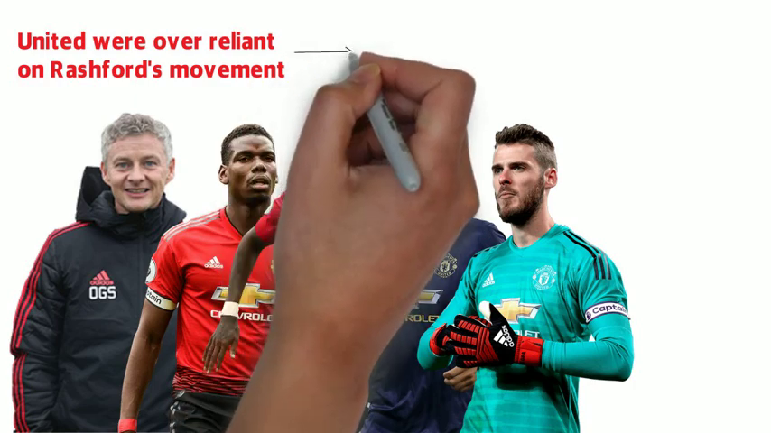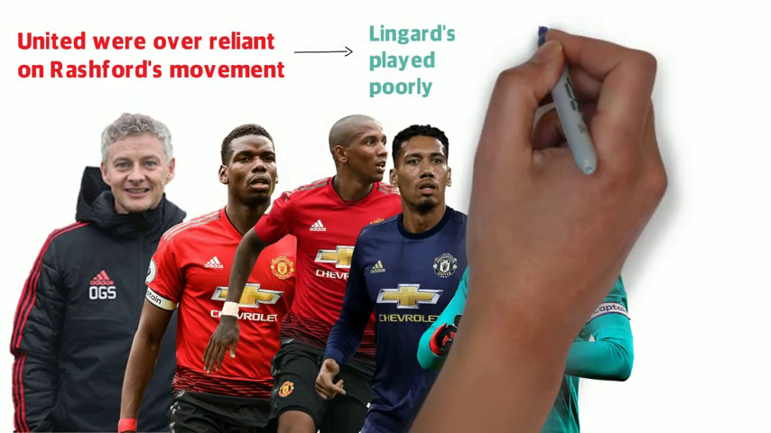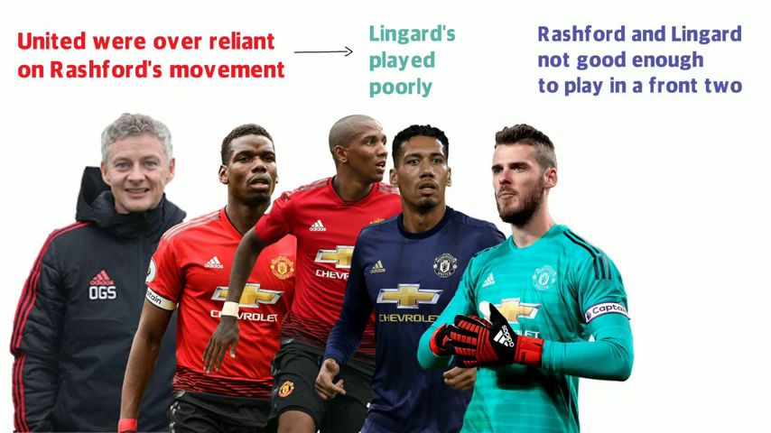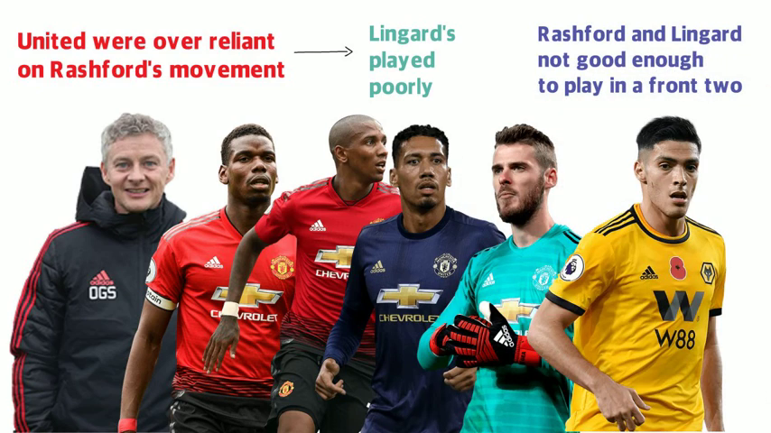But even yesterday Lingard's poor performance meant Rashford couldn't get enough good service, and Lingard and Rashford in a 2 aren't good enough to play in a 5-3-2 system in the same way that Jimenez and Jota do for Wolves. City go back to the top of the table, but it looks like United are in need of a massive restructuring this summer.